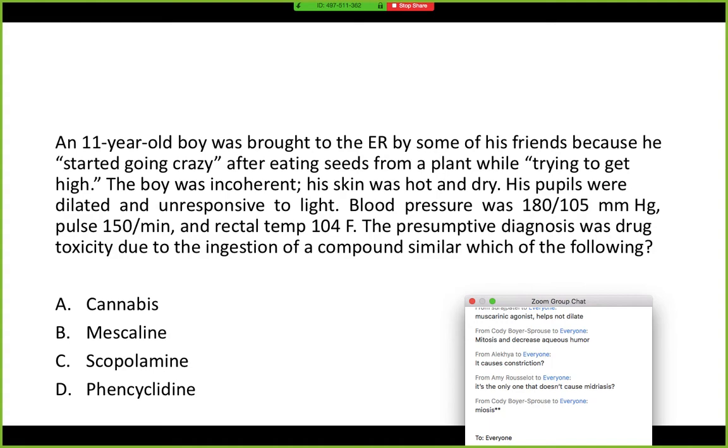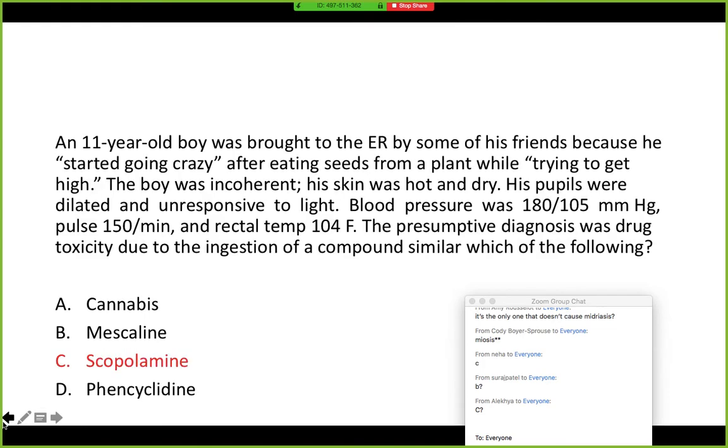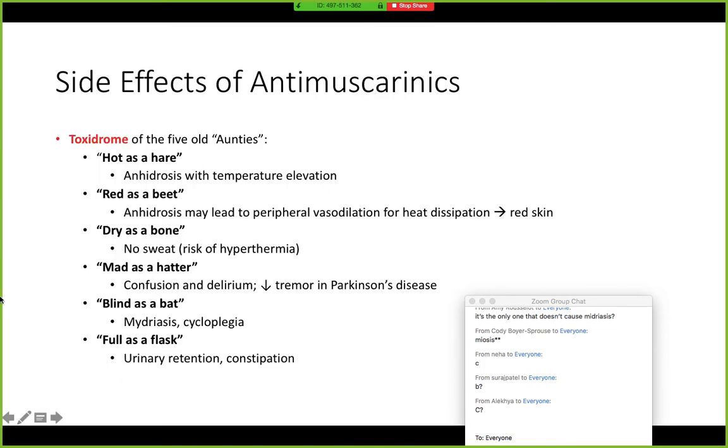So this question is describing a certain toxidrome that you learned about. Yeah, so the correct answer here is C, scopolamine. And scopolamine is a muscarinic antagonist. So this question is describing the anti-muscarinic toxidrome. So hot as a hare, red as a beet, dry as a bone, mad as a hatter, blind as a bat, and full as a flask.